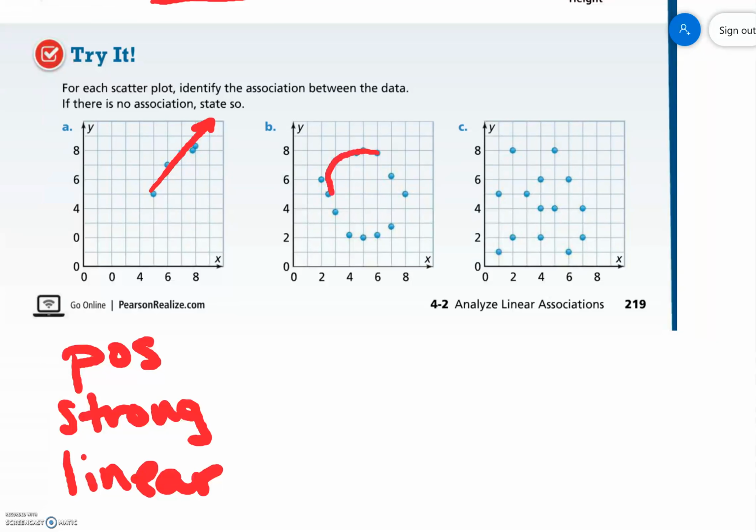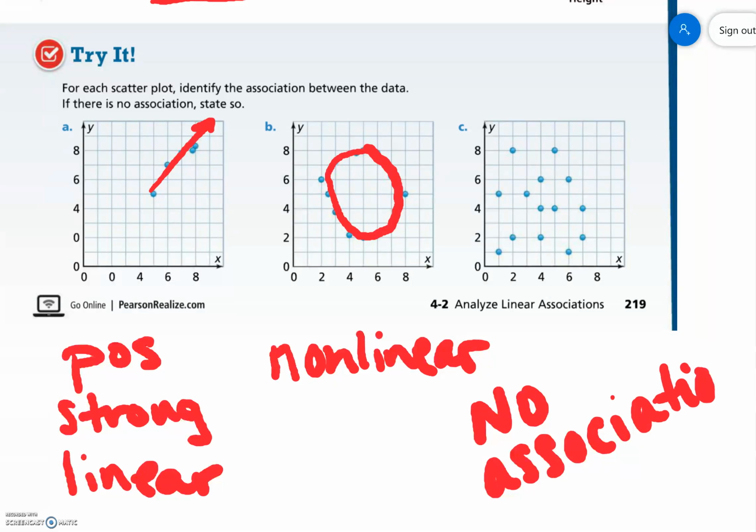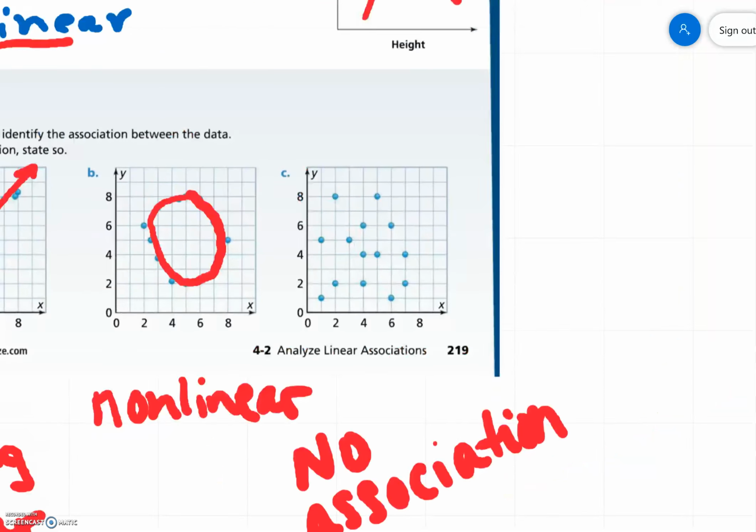Next. Ooh, this looks like it's a circle. So it's a circle. So we can't really say if it's positive or negative. We can't really say if it's strong or weak, but we can say that it is a nonlinear association. And the last one, does that have any kind of correlation to it? Nope, there is no association. It's not positive, it's not negative, it's not up or down, strong or weak, it's just all over the place.